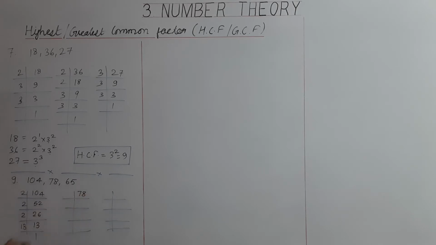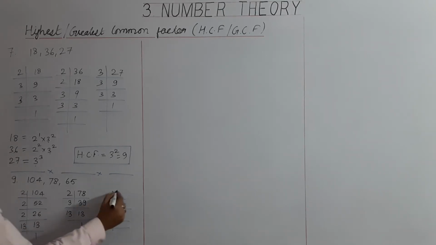For next number 78, it's an even number, so we'll divide 78 by 2. We'll get 39. Now 39 is an odd number. Odd number means it is not divisible by 2. So we have to go for next factor. Next factor means 3. 39 is divisible by 3. Yes. So we'll divide 39 by 3 and we'll get 13. Again 13 is a prime number, so we don't have to worry for other prime numbers. Just write 13 and this is the last step.